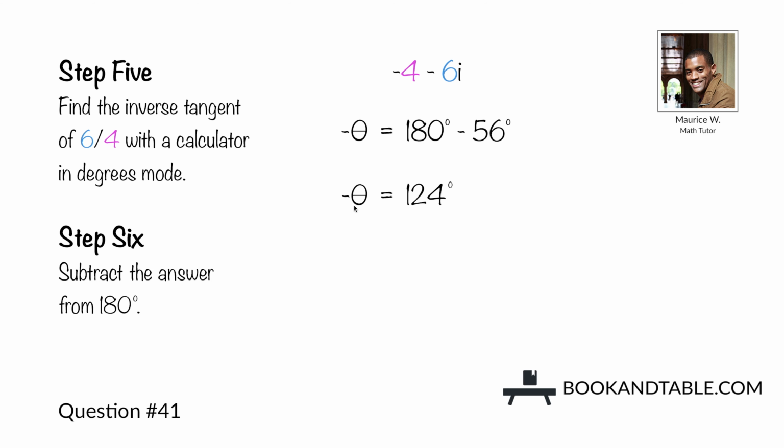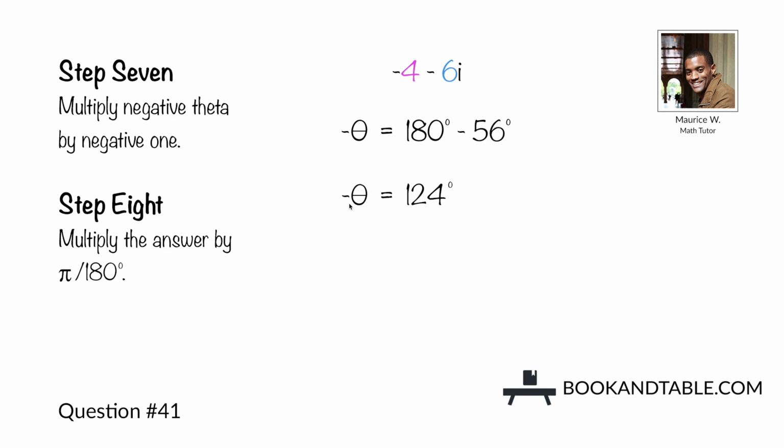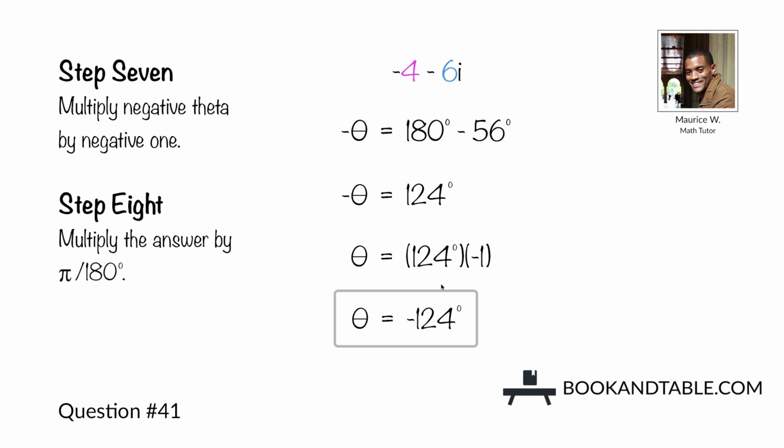So we want to multiply both sides by -1 to get just theta, get rid of this negative. So what we'll do is we'll multiply negative theta by -1, and we'll multiply the other side by -1 as well, giving us theta is equal to 124 degrees times -1, which shows us that theta is equal to -124 degrees.